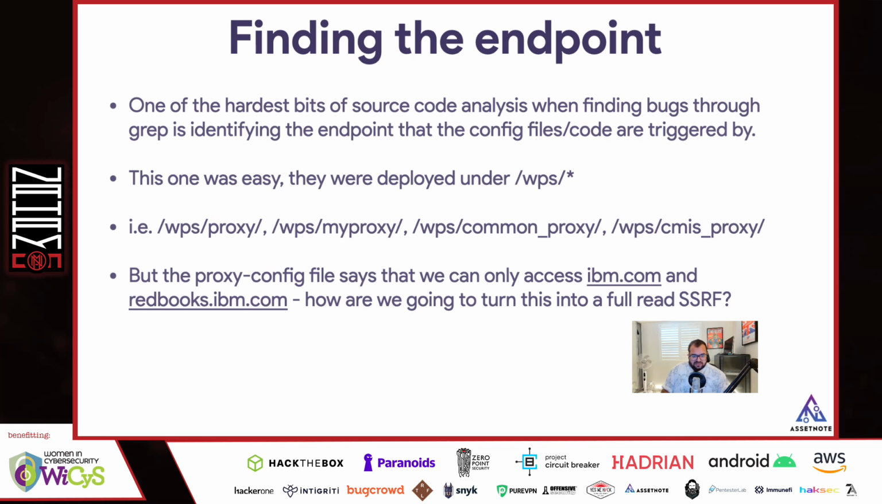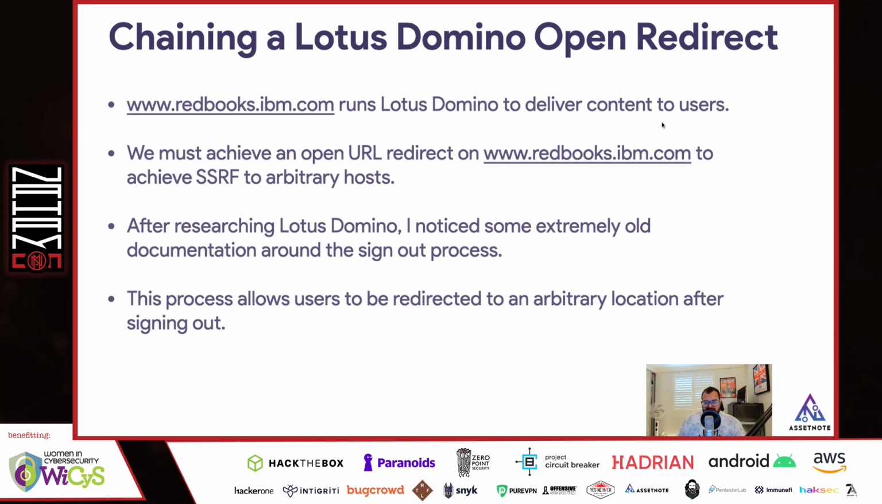One of the hard things about mapping the mappings that we found earlier back to endpoints on the application is that it's the difficult part sometimes. Knowing that there's a mapping available isn't enough. You need to be able to know where you can hit the application to reach that mapping and that piece of code. So this one was pretty easy. It was deployed under /WPS. So we found that there was /WPS/proxy, myproxy, common proxy, and so on. But the proxy config file says that we can only access ibm.com and redbooks.ibm.com. How are we going to turn this into a full read SSRF? Well, this is where the magic happens.